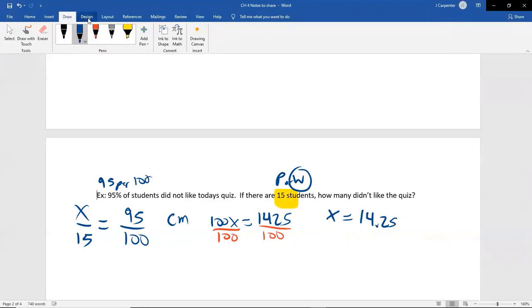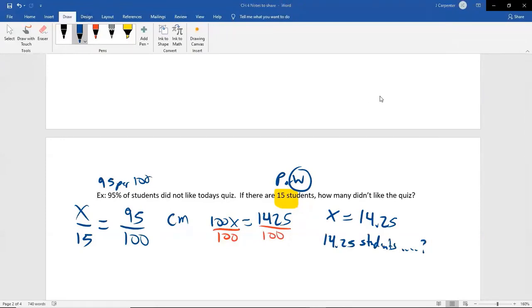And for this type of problem, I'm going to say that this is not a great answer for two reasons. First of all, there's no units, so it's a horrible answer. So that says it's 14.25. What's the units? We're talking about students. 14.25 students, question mark.